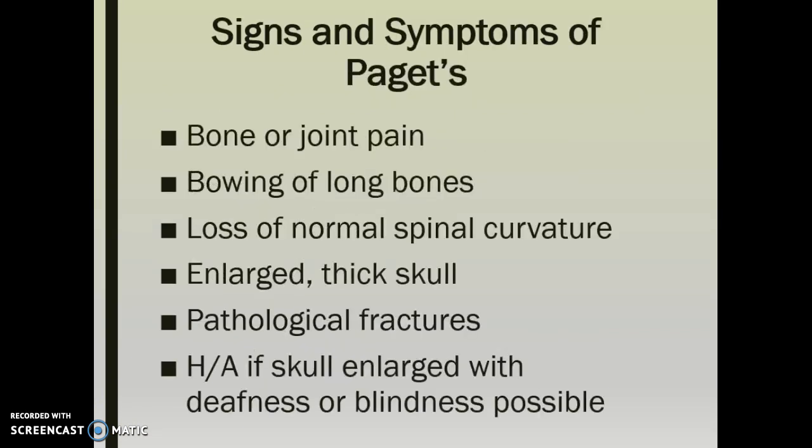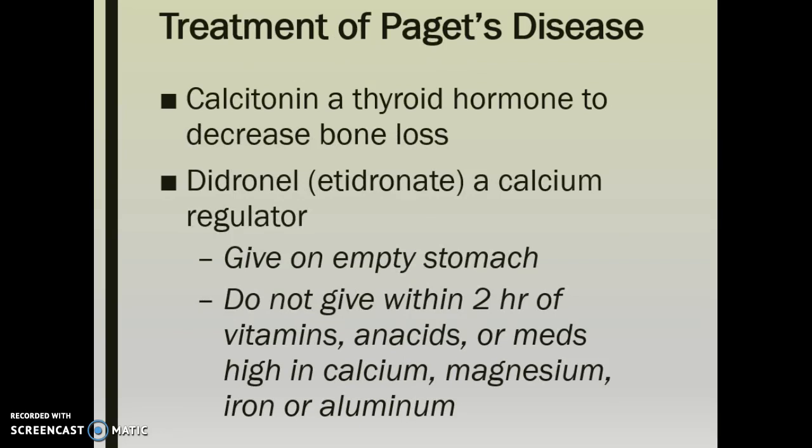Signs and symptoms start with bone or joint pain. The long bones start to bow. They lose the normal spine curvature, so it becomes abnormal. Their skull thickens. They have pathological fractures. They can also have headaches if the skull enlarges, and in severe cases, they can have blindness or deafness if it's putting pressure on the nerves.